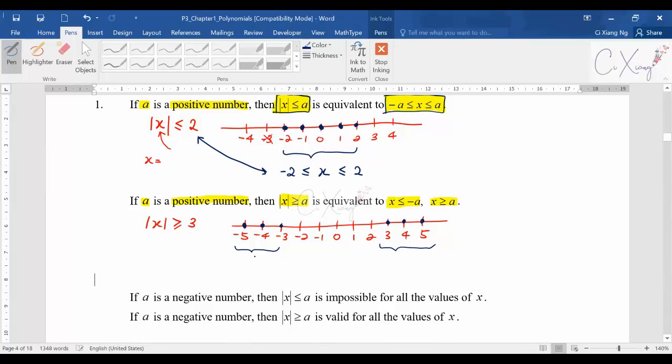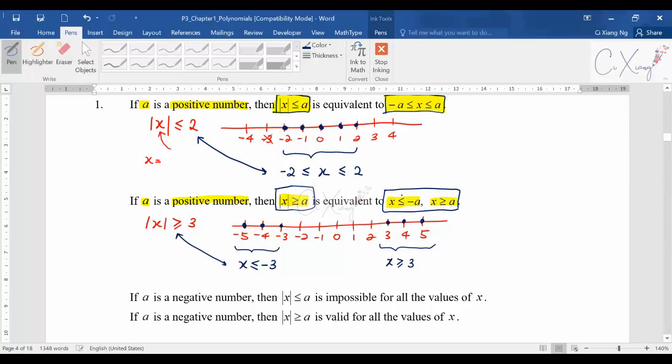Okay, so from this number line, you can actually conclude that the correct answer will appear at the sides. So for this part, when you write out the answer, it should be x smaller equals to negative 3. And then for this part, it will be x greater equals to 3. So if you compare to the result, okay, so that means when you are having modulus x greater equals to a, you can write it become x smaller equals to negative a, so x greater equals to positive a.